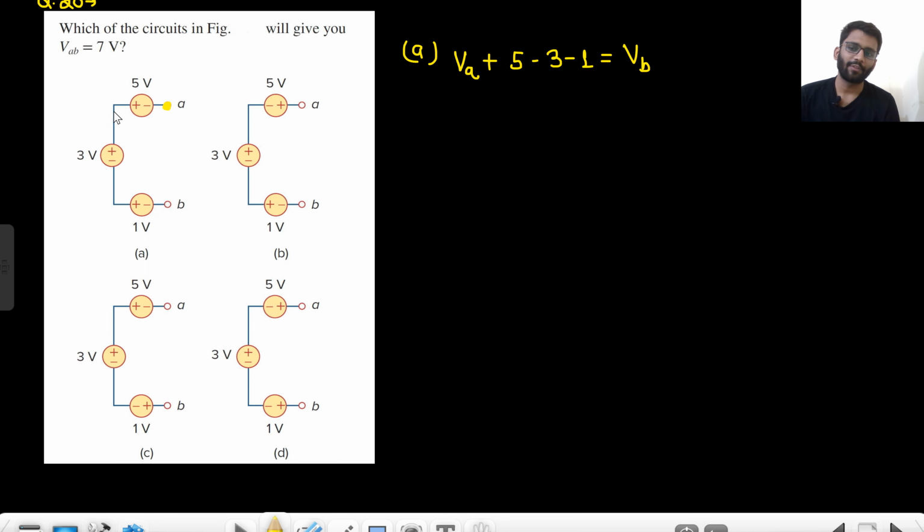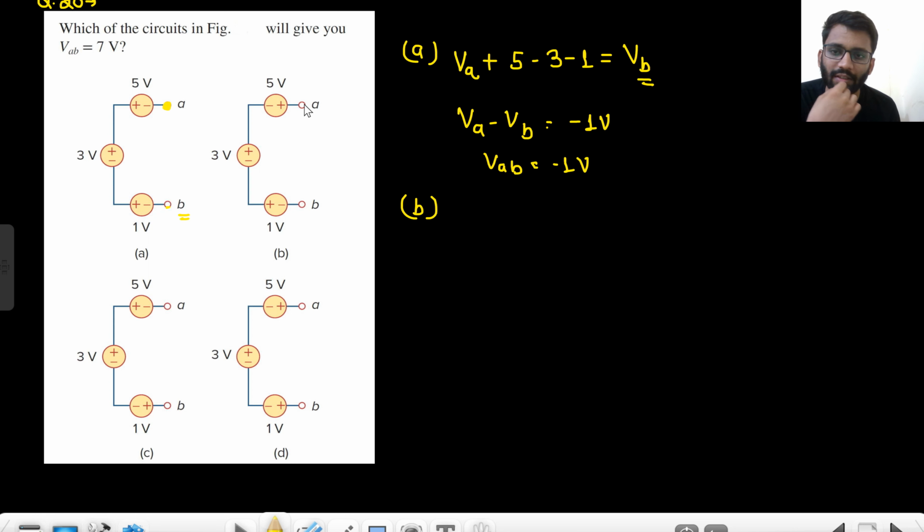I just told you we will start from one point and then go to the notes where we started studying KVL. I don't have those notes right now, but you can go to them. There you will see I told you, you start from one point, and the potential of the point at which we arrive we can directly write equal to that. So VA plus 5 minus 3 minus 1 equals VB. We started from here, we reached here. The potential of this point is VB, so we wrote equals VB. So VA minus VB is minus 1 volt. So VAB here is minus 1 volt.